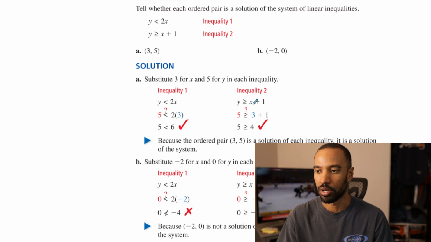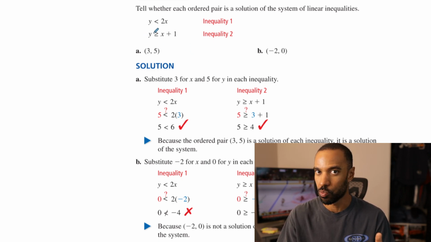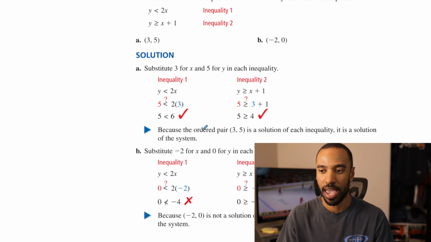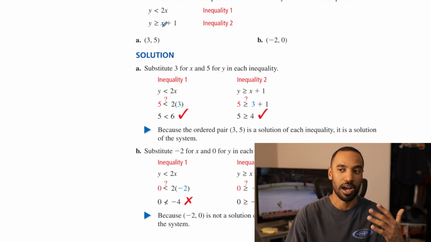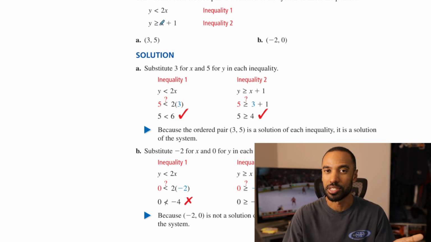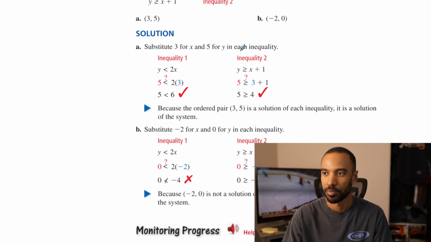In the second inequality, when you substitute it, you get 5 is greater than or equal to 4, also true. It needs to be true for both, not just one, to satisfy the system, and it does. Because both work, it is a solution of the system. It's not necessarily on the lines themselves, the boundary lines. It's inside their shaded regions, if we graphed it.